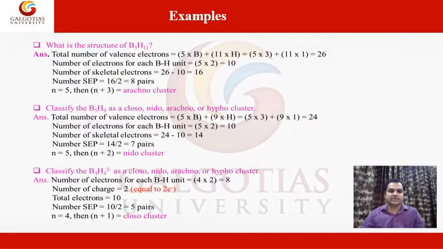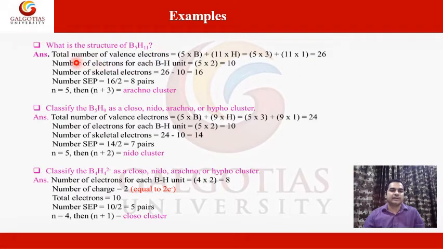Now let us take some examples through which we can calculate the number of skeletal electron pairs in some borane molecules so that we can predict the shapes of borane clusters in the respective molecules. For example, we are taking the example of B5H11. As we can see, in this case we have 5 boron atoms and 11 hydrogen atoms, and according to the rules we have discussed, for one boron atom we have to take 3 electrons, and for one hydrogen atom we have to take 1 electron.